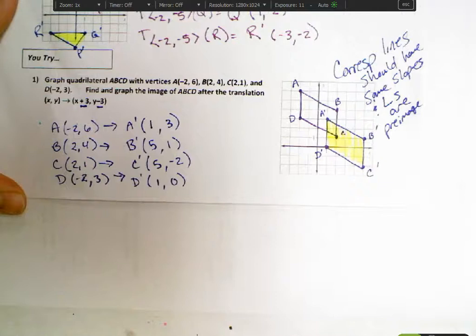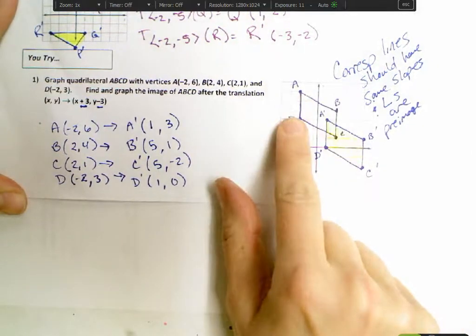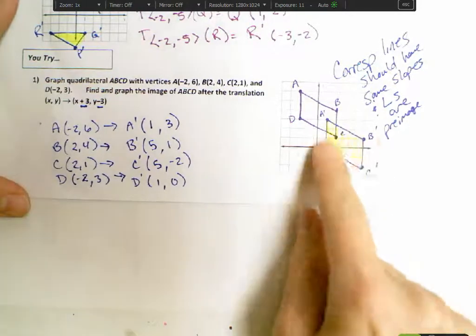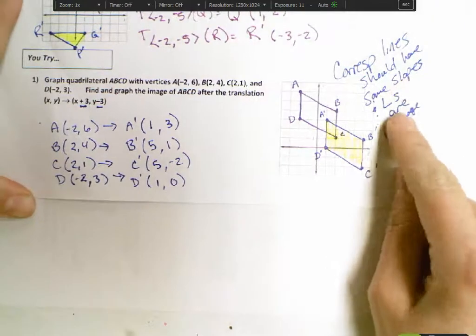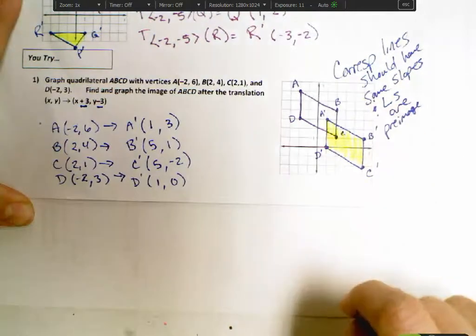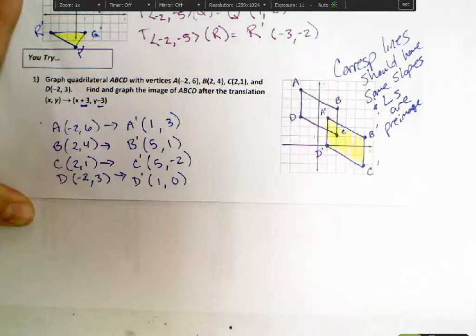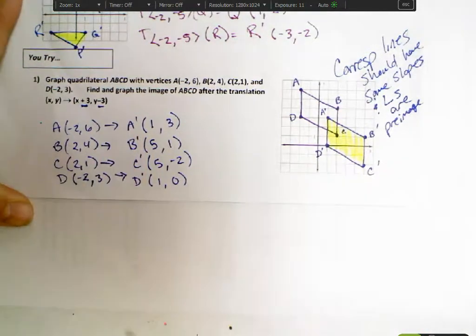Okay, on the first one, your original pre-image is graphed up here. Your image or your second translated figure should end up down here. You should have corresponding lines that have the same slope as the pre-image. You should have angles that are the same. Everything should be the same. It was just shifted over. And this is the work you need to at least show when I'm asking you to do the mapping.